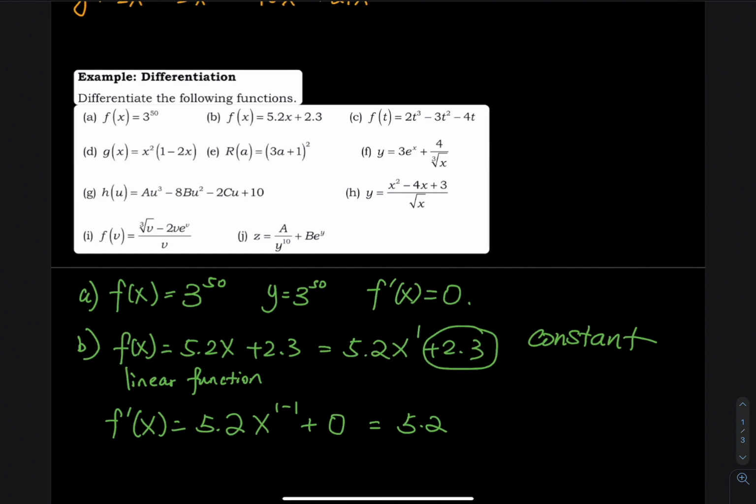What is f prime? F prime is a slope. We are just looking for a slope. So that is your answer.